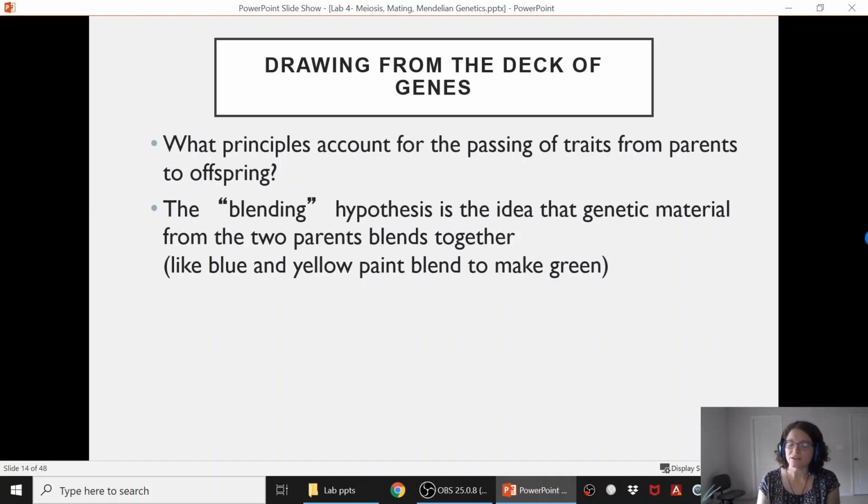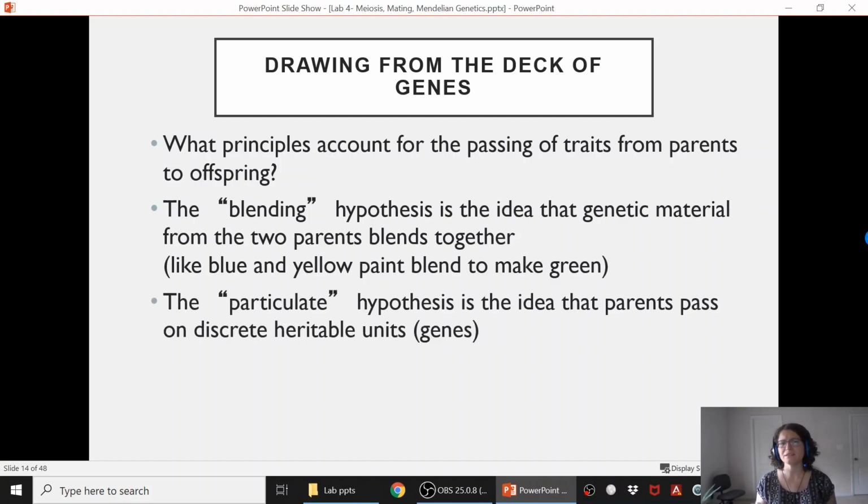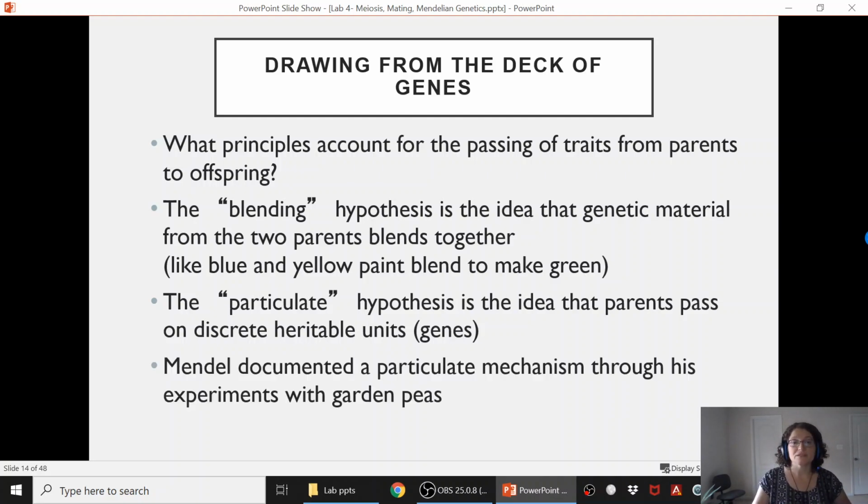Instead, it's what's called particulate. Parents pass on discrete heritable units. Now, technically, those discrete heritable units actually do influence that blending of skin tones because each individual packet contributes a little bit here and there. And we'll talk about that later. But the particulate hypothesis is how this actually works.